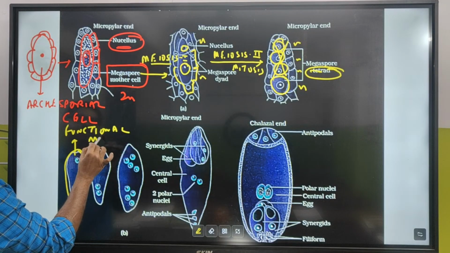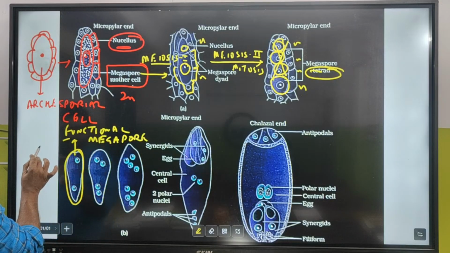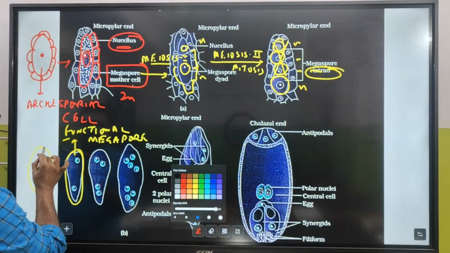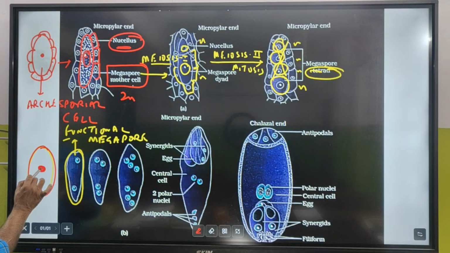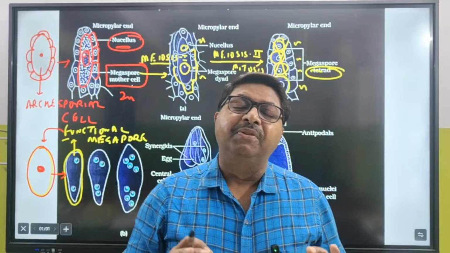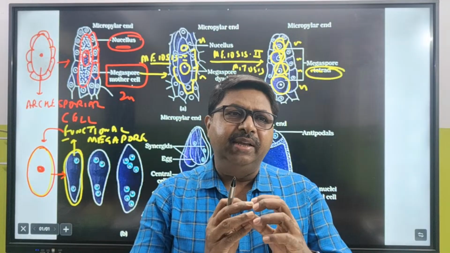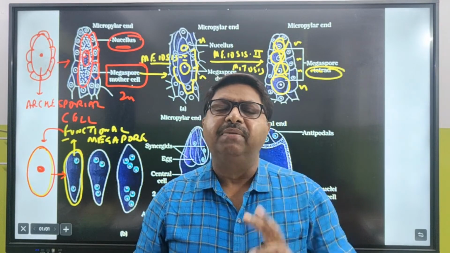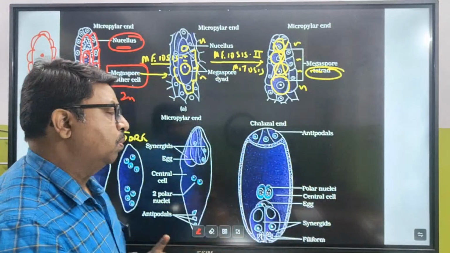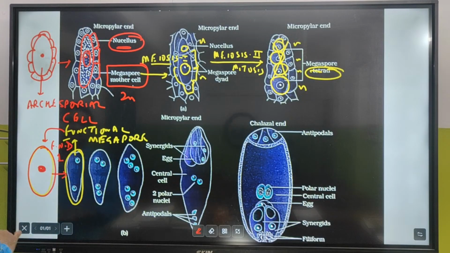But mind you, the functional megaspore is this cell, having only one nucleus. From this functional megaspore, there is a first free nuclear division. What is the meaning of free nuclear division? The nucleus divides, but without cytokinesis. Only karyokinesis occurs without cytokinesis. We call it free nuclear division, FND 1.